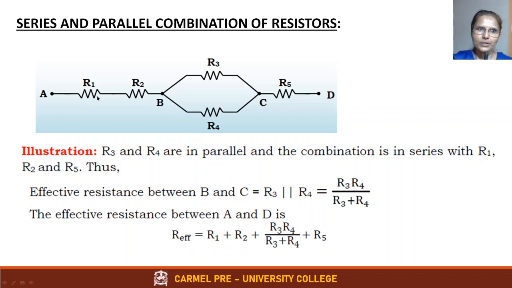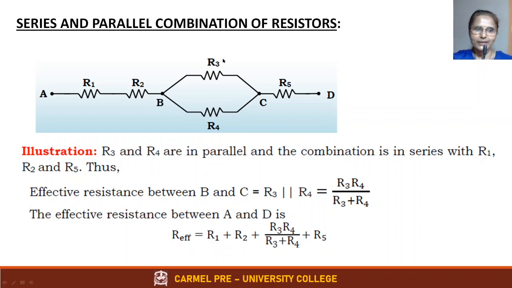You can also have a combination of resistors in series and parallel like this. These two are in series, these two are in parallel, again this is in series. So essentially R1, R2, R5 are in series, whereas R3 and R4 are in parallel. So how to write the final expression for resistance from A to D? It is R1 plus R2 plus R5 plus R3 R4 divided by R3 plus R4. Remember, when two resistors are in parallel, what do we do? R3 R4 divided by R3 plus R4.